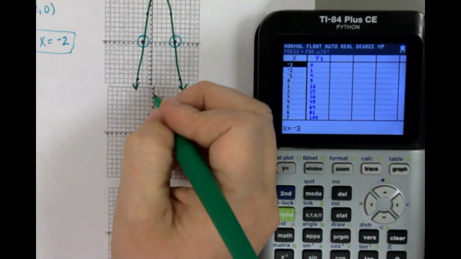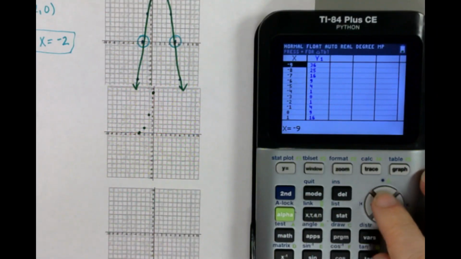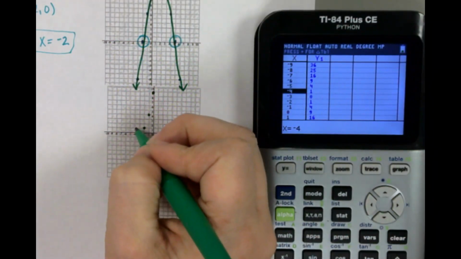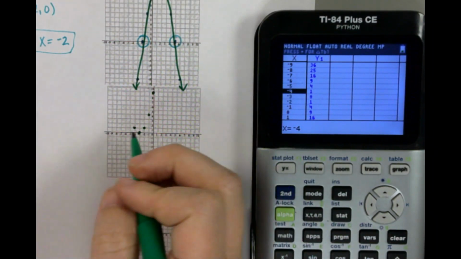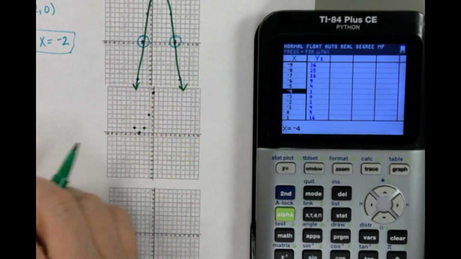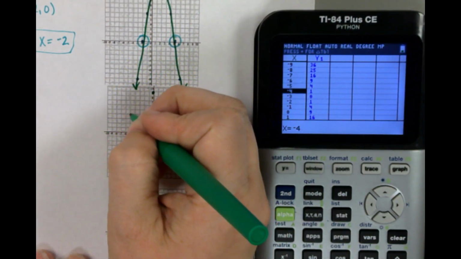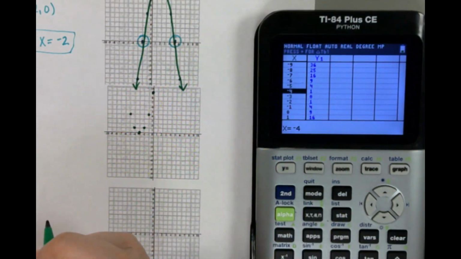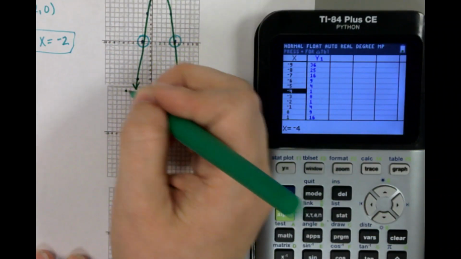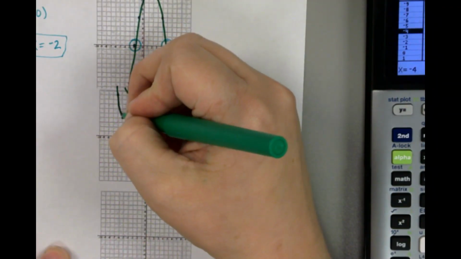And 0, 9. And then if I go up, that's going to mirror on the other side. So -3, 0, -4, 1. It won't always mirror with the 0, but it happens to this time. -5, 4. And -6, 9. So here's my pretty little parabola.